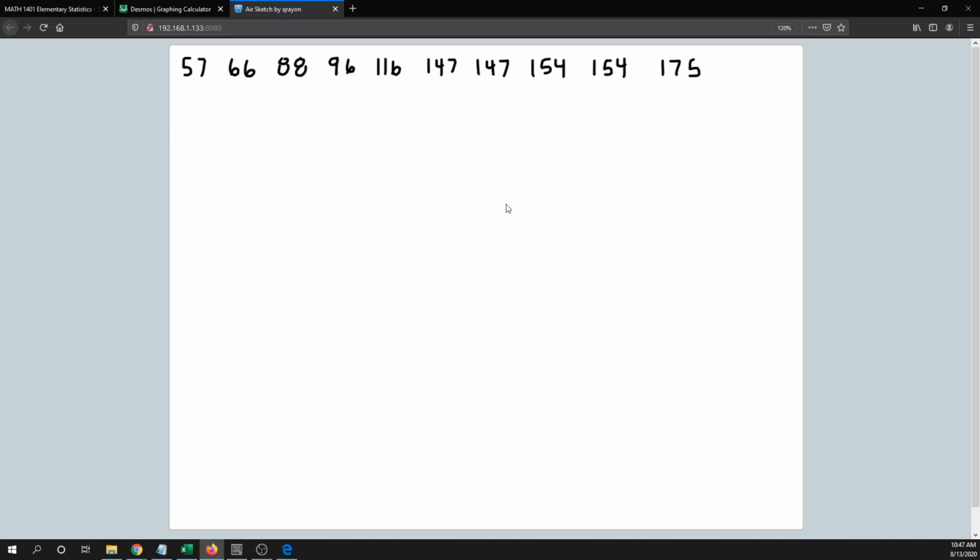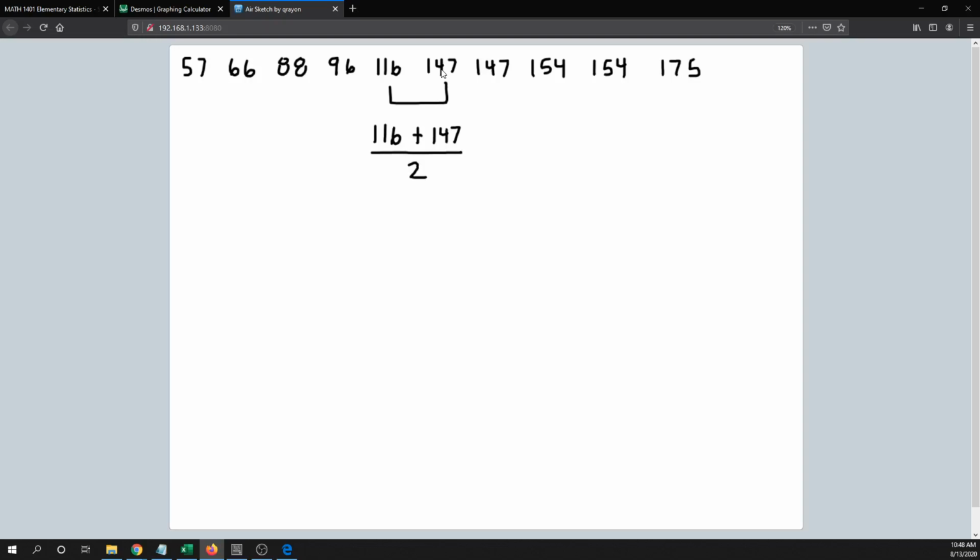And I have in this case 10, right? 1, 2, 3, 4, 5, 6, 7, 8, 9, 10. So I have 10 observations, and 10 is an even number. So in order to get the median, when I have an even number, I'm going to take the average of the 2 that are in the middle. So 1, 2, 3, 4, 5, right? So these 2 right here, 116 and 147. What I would do is add up 116 and 147 and then divide that by 2.